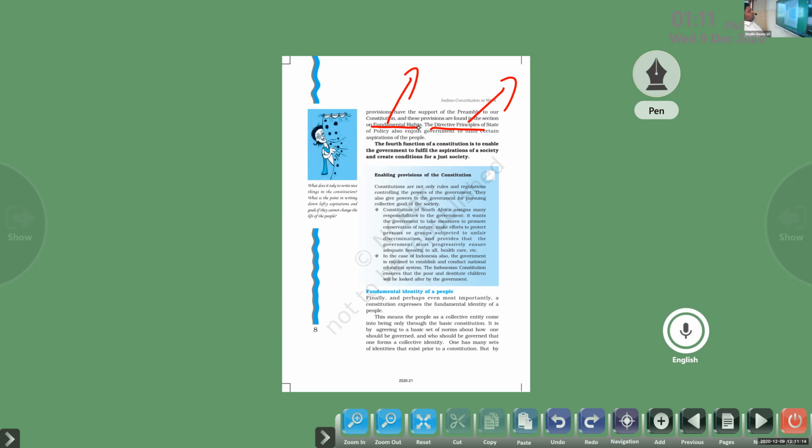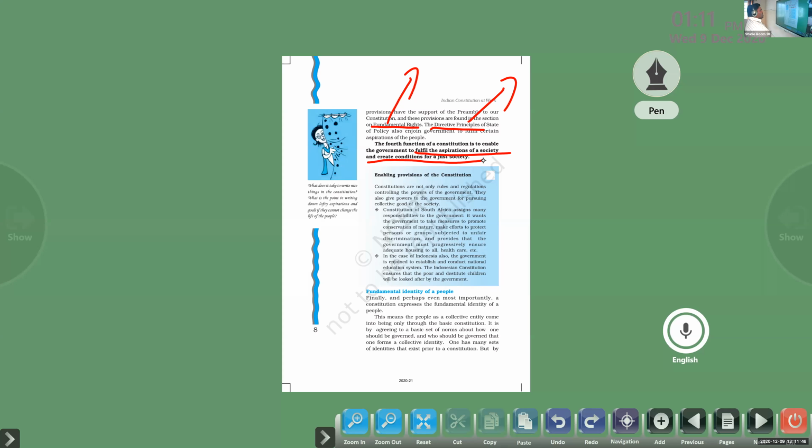Okay, now we are moving to the fourth function of the Constitution. The fourth function of the Constitution is to enable the government to fulfill the aspirations of a society and create conditions for a just society. What does it want to do? Fulfill the aspirations or desires of the society and create conditions for a just society. A just society is a society following equality, liberty and justice.